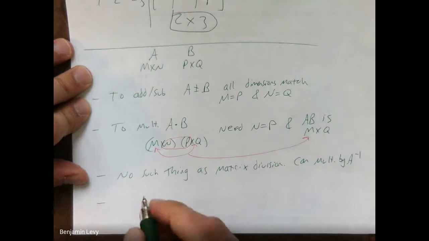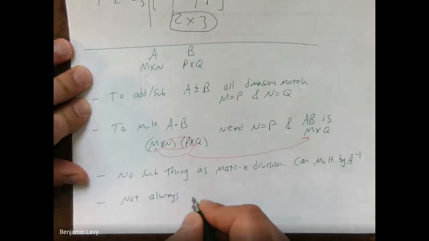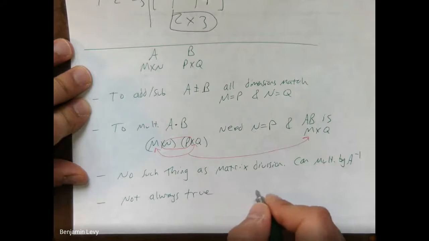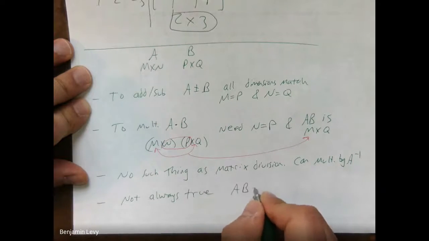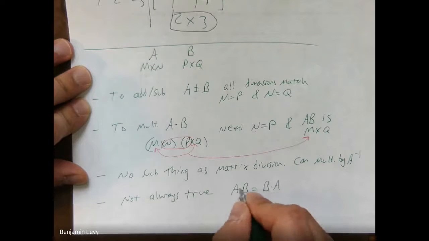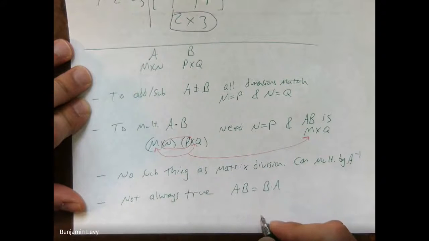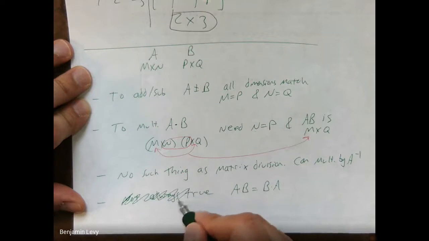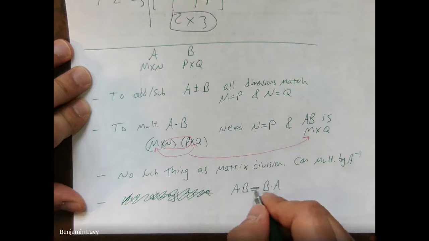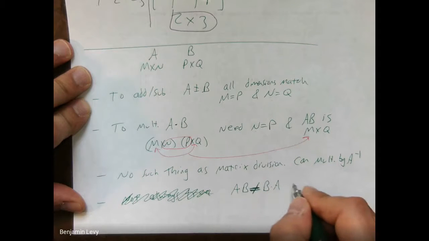Partially because it's not always true, and it's usually not true, that A times B equals B times A. Right, so this is going to be confusing. Let me cross this out. Let me write it like this. A times B does not equal B times A in general.